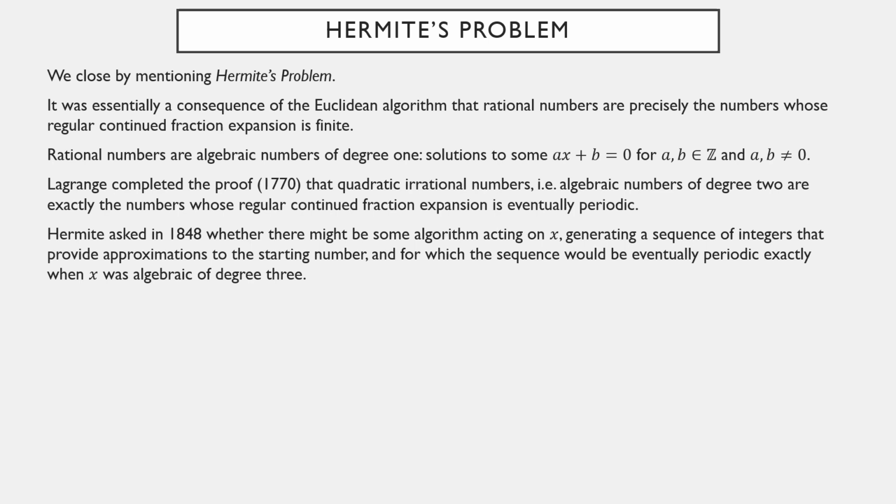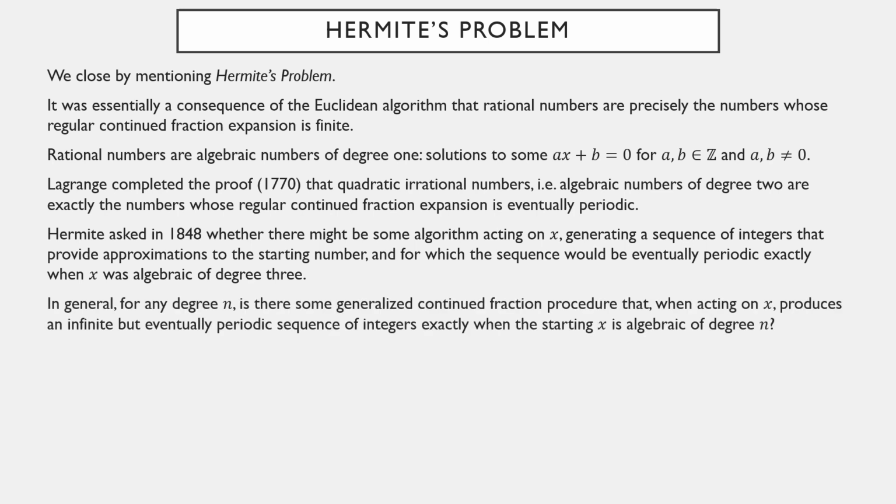So Hermite asked in 1848, if you have an x, could there be some sort of process like this, where the sequence of objects created is eventually periodic if and only if x was algebraic of degree 3? In general, if you have algebraic numbers of any given degree, is there some sort of generalized continued fraction procedure that when acting on x produces an infinite but eventually periodic sequence of objects exactly when you start with an algebraic number of degree n?